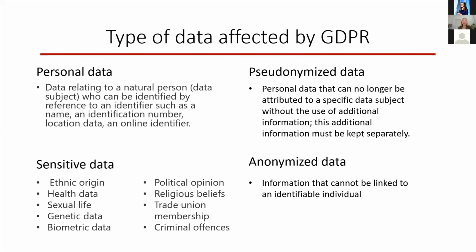Pseudonymized data is personal data that can no longer be attributed to a specific data subject without the use of additional information. And this additional information must be kept separately. And this is the way that we normally handle data. It's very unusual that scientists deal with personal information. It's almost always pseudonymized, even though GDPR still applies. And also GDPR applies to anonymized data, which is information that cannot be linked to an identifiable individual.